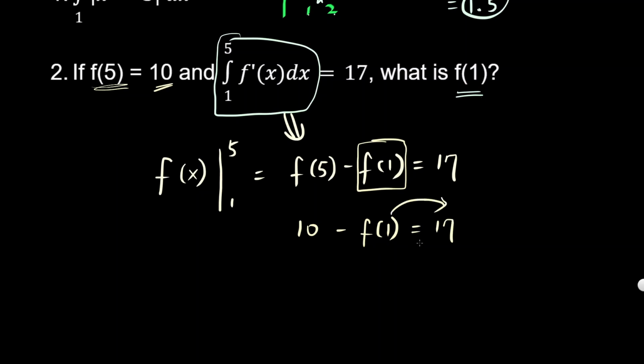Right? You move that over, you add it. So f of 1. And then you subtract 17. It's going to be 10 minus 17. So it's just going to be negative 7. That's the answer for number 2.